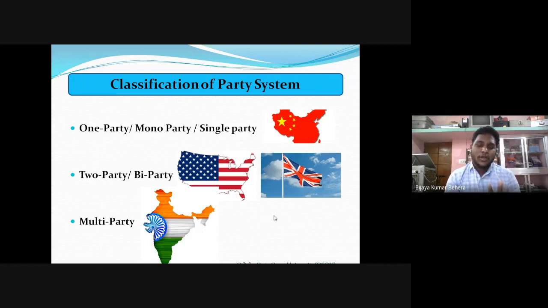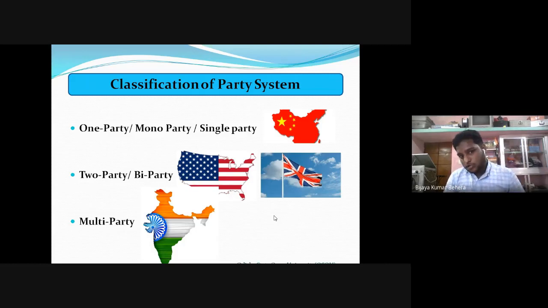There is no choice for the people in a single party system. They don't have the choice to select any other political party. They don't have any choices. At present, China and Cuba are examples of a one party system.